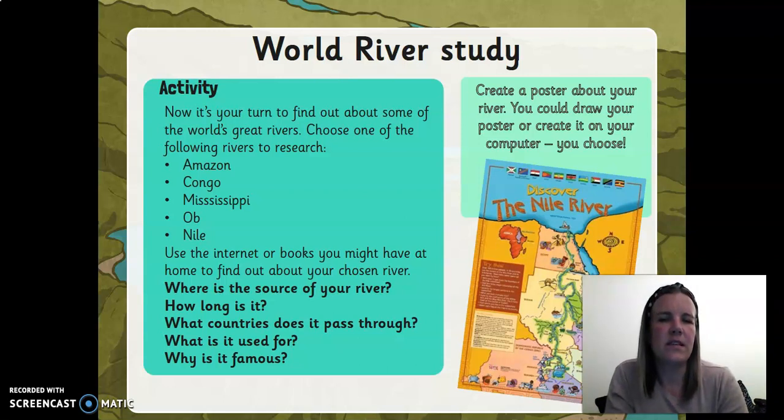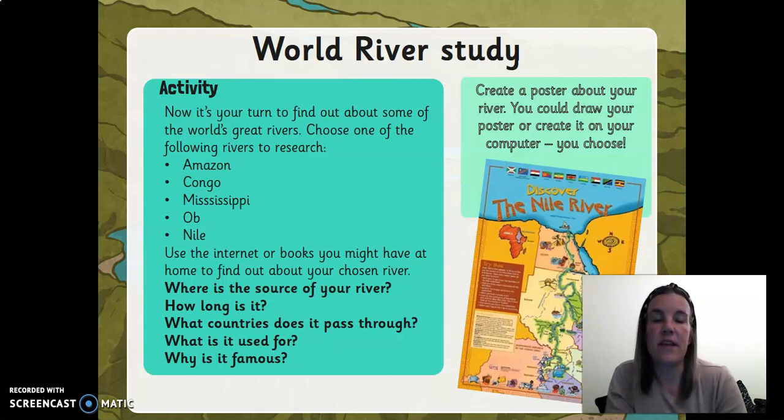I also want you to look a bit deeper into those rivers as well. And I don't just want you to think about where those rivers are, but I want you to start thinking about what those rivers are used for. And you could even extend that to start thinking about how that's different nowadays in modern day compared to what it used to be used for in the past. Could you do some research to find out what do people use that river for now compared to what they did in history? How might that have changed? And also, why is that river famous? Why is that river considered one of the key rivers in the world? Why is that? What can you find out?